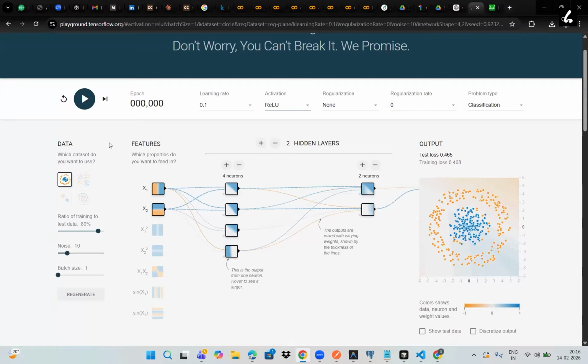What ReLU does is it applies a mod function on the output, so it is actually mod of X. In the positive range it keeps the value as it is: if the output was 8, it keeps it 8. But if it was minus 8, it converts it into 0. It will make any negative value 0 and always keep the positive.